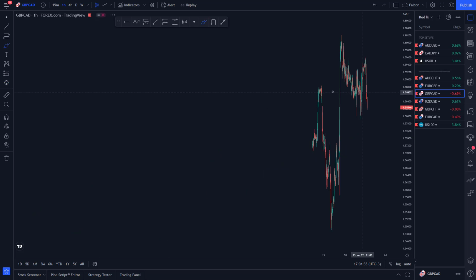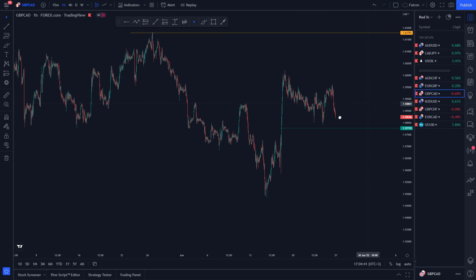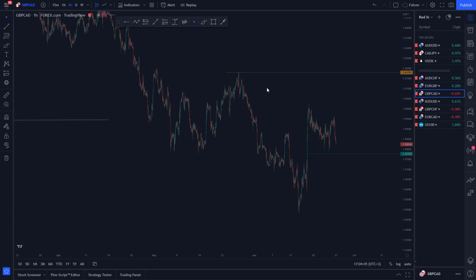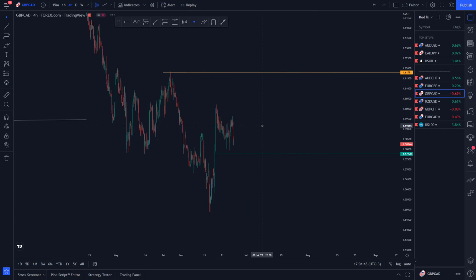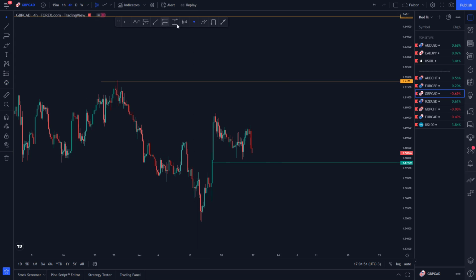Next is pound cad. As you can see, I did tell you guys to wait for the correction after this impulsive move over here. I know some of you maybe could have taken it from these areas over here, but for me, my value area has not yet been reached over here.